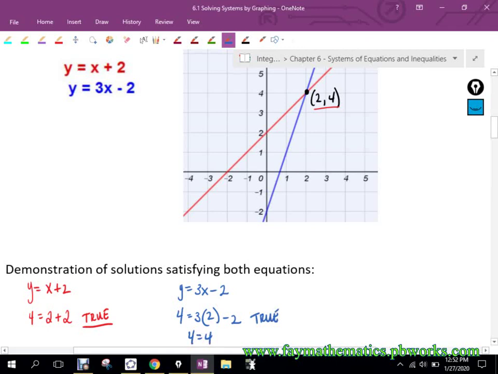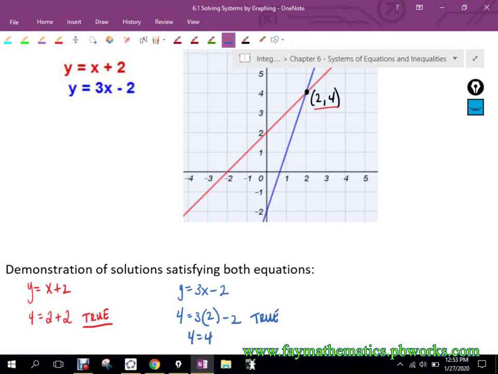Any other point that I choose is going to give me a false statement in one of those. Does that make sense? For instance, let's take this point right here. If I plug in negative 2, 0. Negative 2, 0 is on that red line, right? Yes. So because it's on the red line, it's going to make this true. If I put negative 2 in for x and 0 in for y, does negative 2 plus 2 give me 0? Yes, so that's true there.